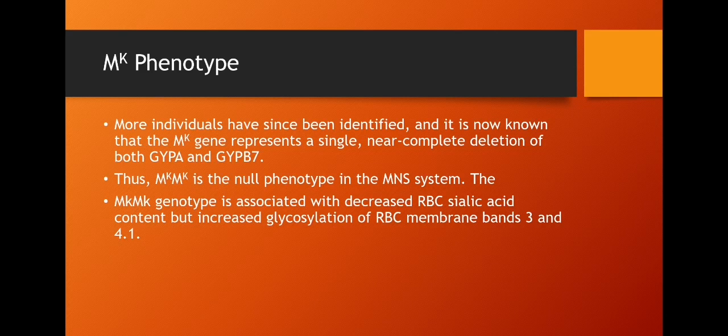More individuals have been identified, and it is known that the Mk gene represents a single, nearly complete deletion of both GYPA and GYPB. So the Mk gene is a representation of the deleted genes GYPA and GYPB. Thus, Mk is the null phenotype in the MNS system. The Mk genotype is associated with decreased RBC sialic acid content, but increased glycosylation of RBC membrane bands 3 and 4.1.